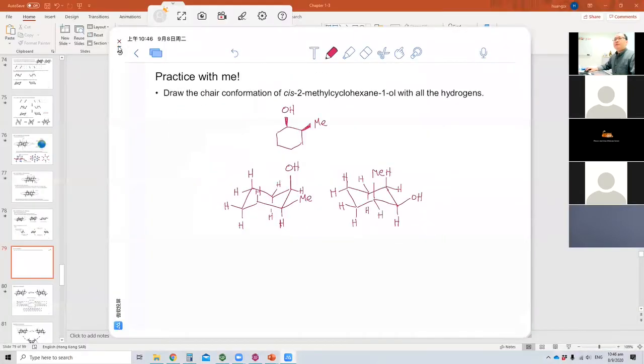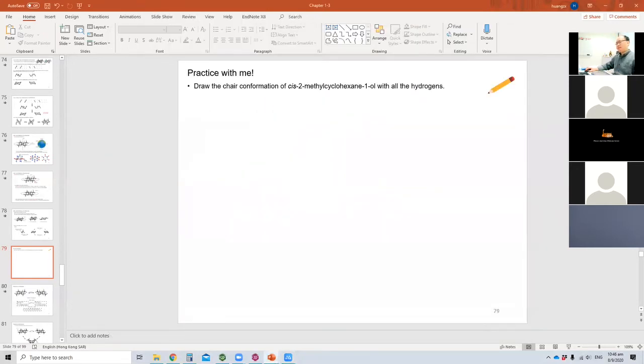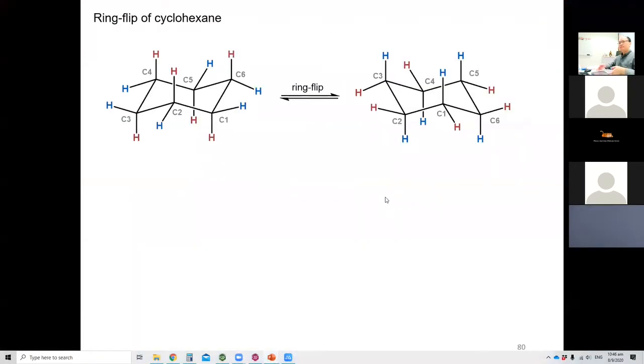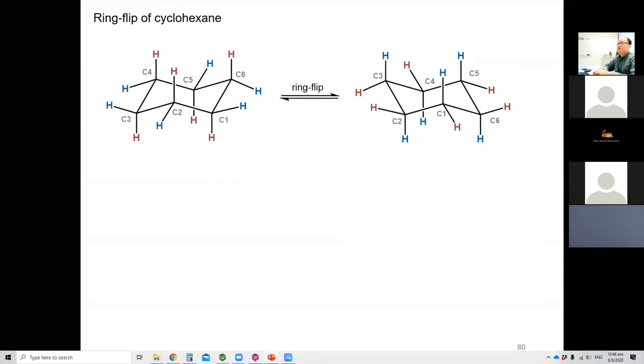Okay, let's go back to the slides. So now we have learned to draw the two chair conformations, right? And now let's figure out whether there is any relationship between these two chair conformations. I marked these numbers here. So this is carbon 1, 2, 3, 4, 5, 6, and another one I marked as 1, 2, 3, 4, 5, 6, because they are related.